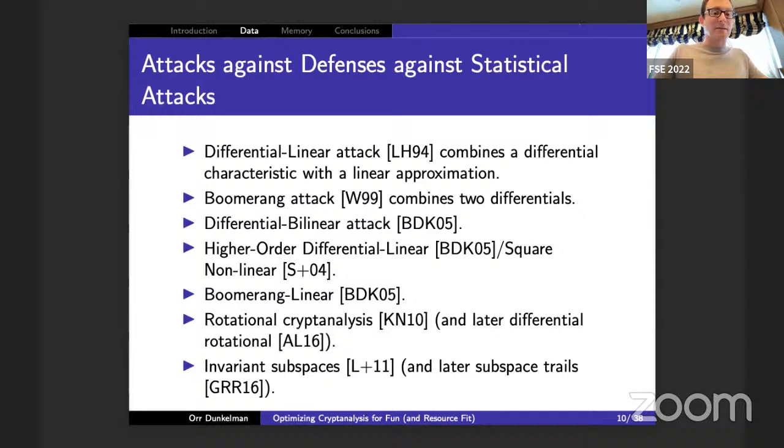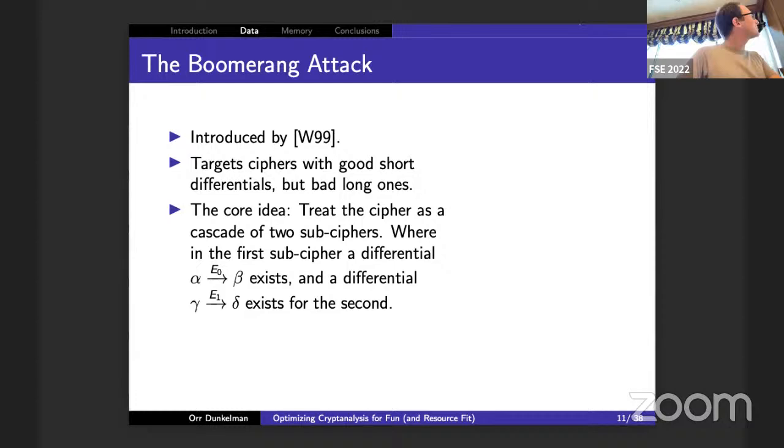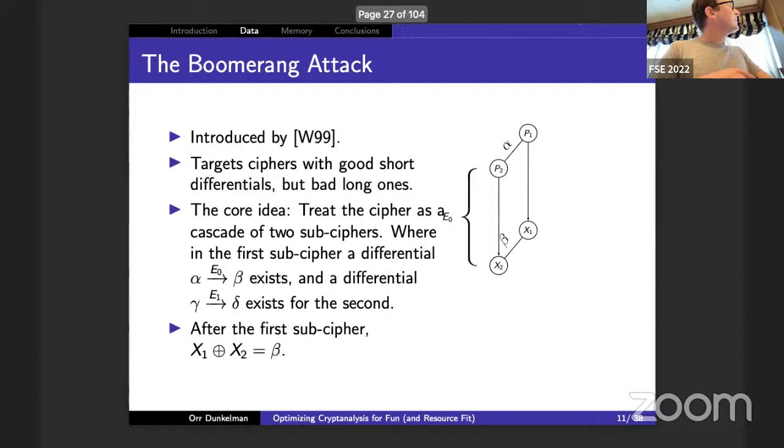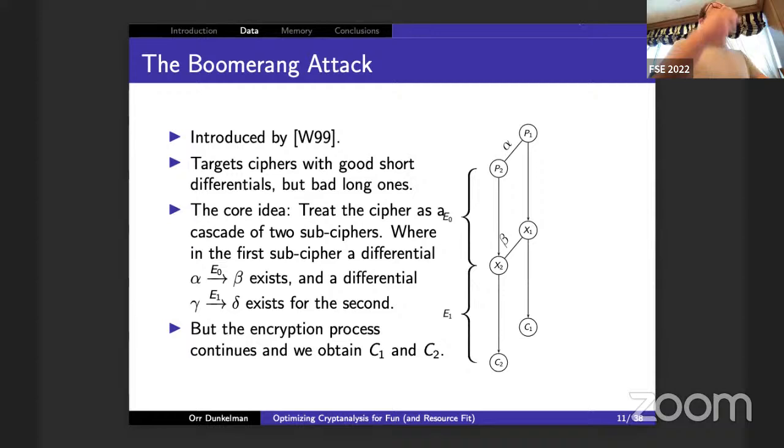Now, let's take a closer look at the boomerang attack. It was introduced by Wagner in FSE 99. We know that there are two short good differentials, alpha goes to beta and gamma goes to delta. So you start with a pair of plaintexts, P1 and P2, with an input difference alpha. Then you partially encrypt through the first part of the cipher, and you hope to get here a difference beta. Now, the encryption continues. Of course, I can't tell you anything about the probability of what's going on here, because if I could, that would mean that I had a differential characteristic going from the beginning till the end, and I don't have such a thing.